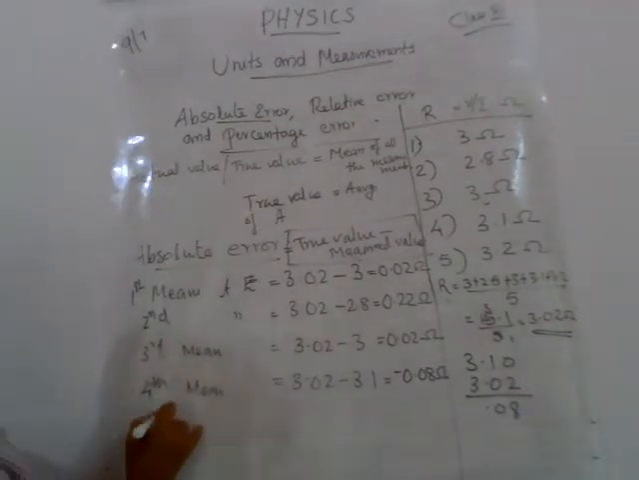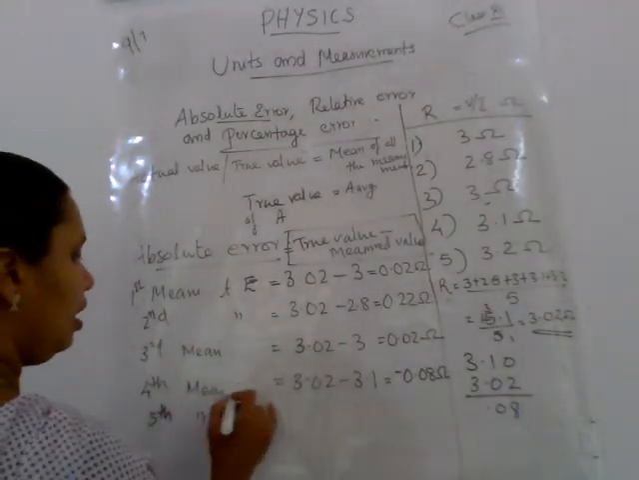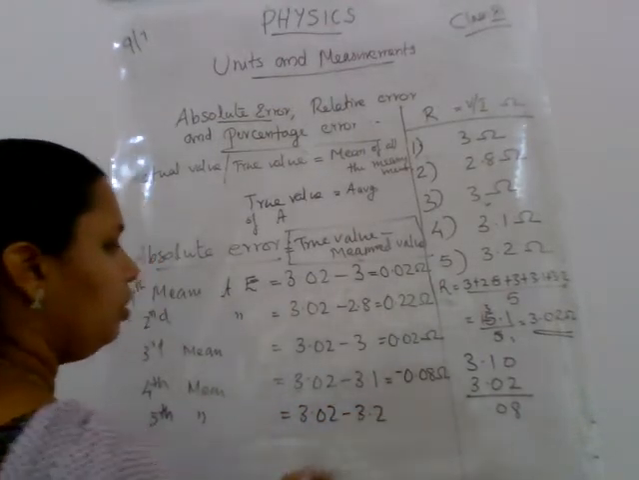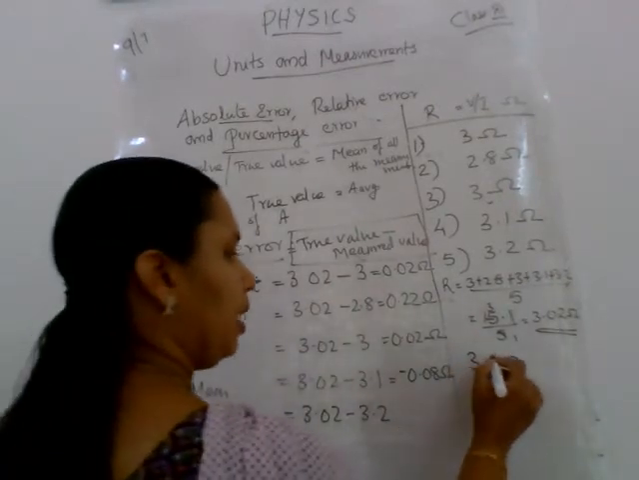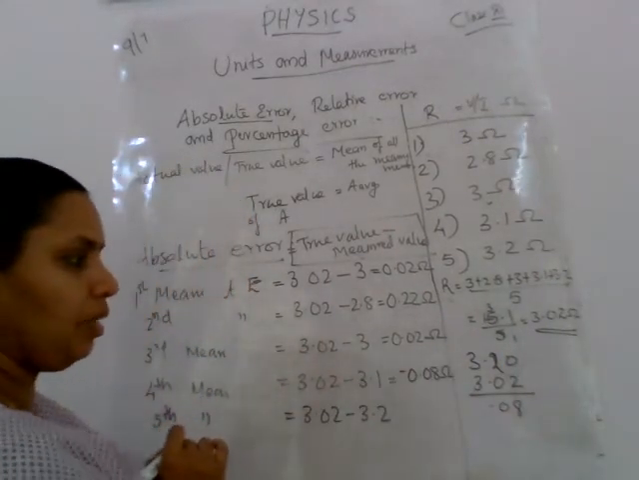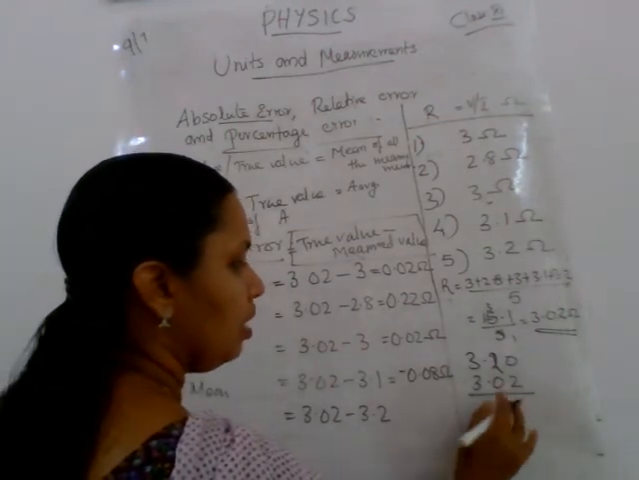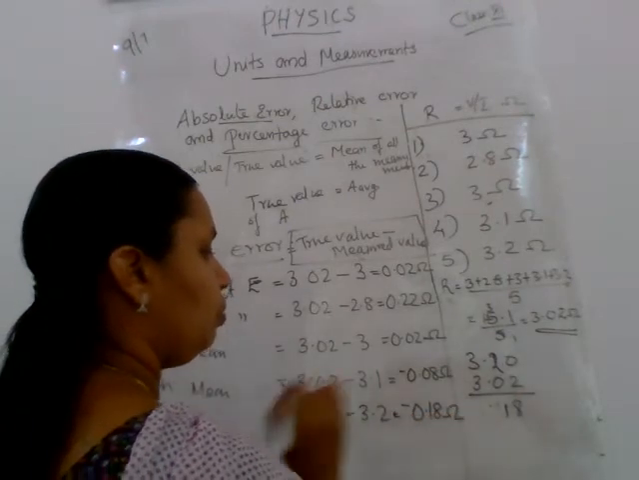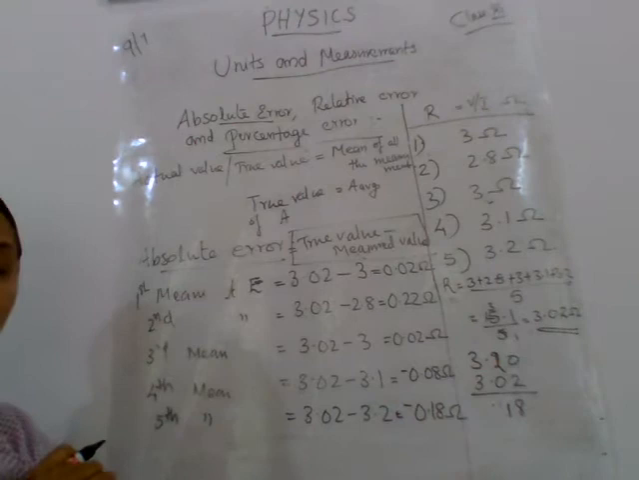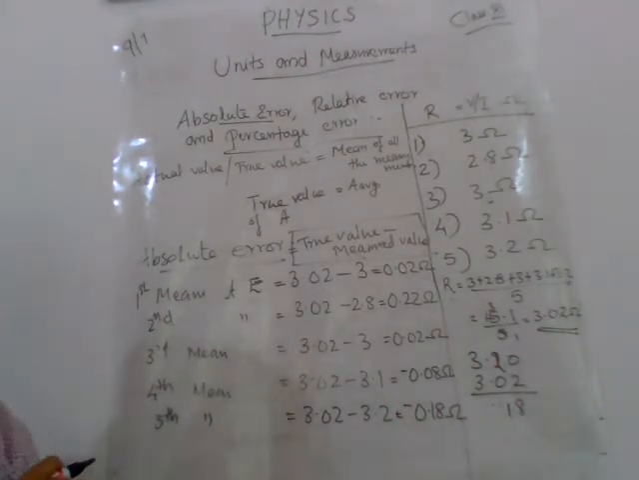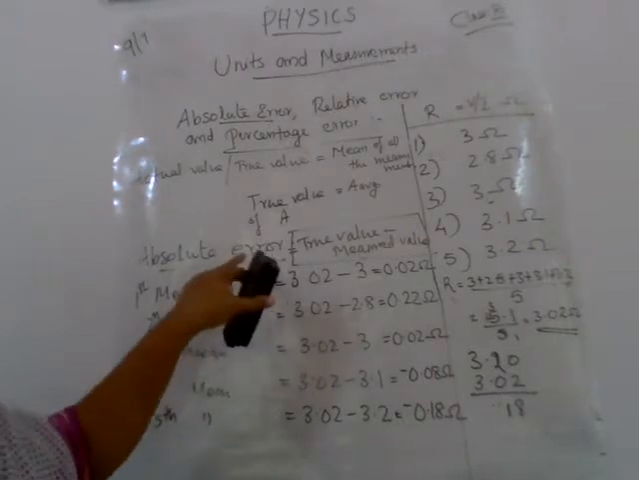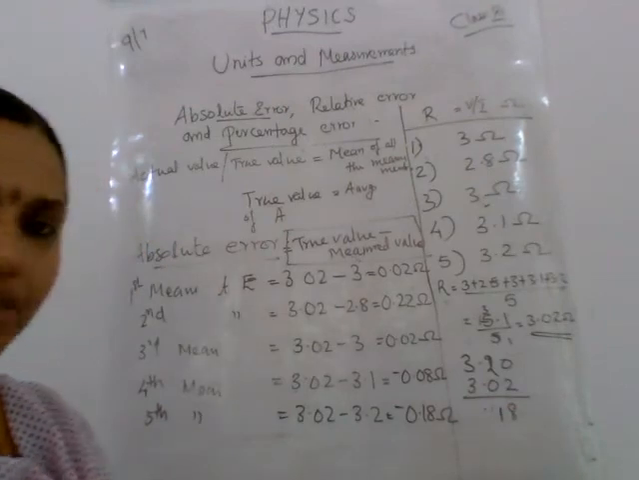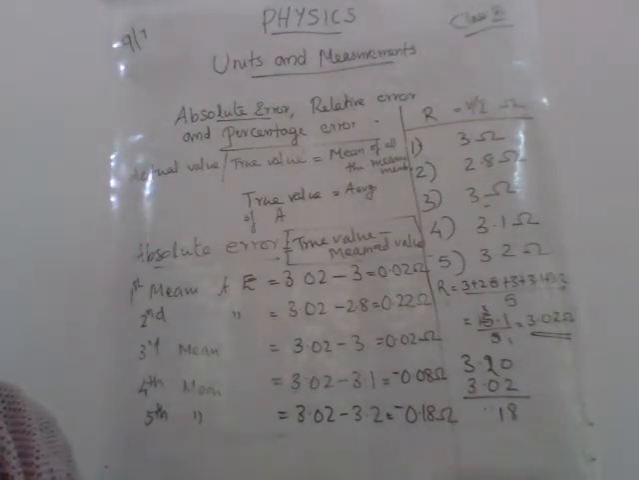Then the fifth measurement. What is the absolute error? It is 3.02 minus 3.2. Isn't it? That is, 3.2 is bigger, so it is minus 0.18 ohm. So these are the absolute errors. So how can we define absolute error? Absolute error is the true value minus measured value. Okay. And for all the measurements, what is it?